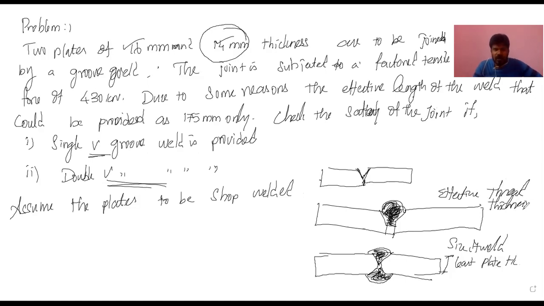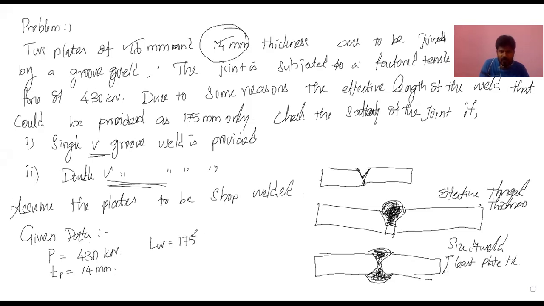Okay, so this is related to the problem introduction. So let us move on to the problem. So first I will write down the given data. Load they have given as P equal to 430 kilonewton, and we are going to take the lesser dimension of plate thickness. So T of plate is equal to 14 mm I am going to choose. Okay, next, the length of weld is restricted to 175 mm. Okay, now check the safety of the joint they have asked.